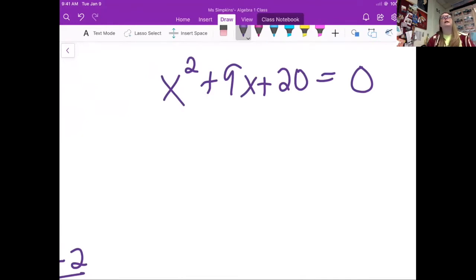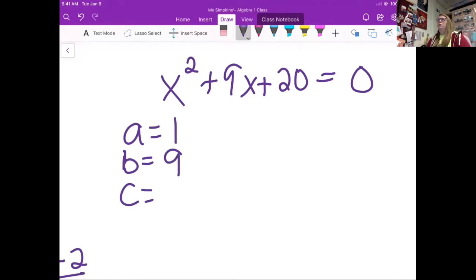Okay, this one says x squared plus 9x plus 20 equals 0. First thing, does it equal 0? Yes. So let's say A equals, B equals, C equals. What does A equal? 1. What does B equal? 9. What does C equal? 20.